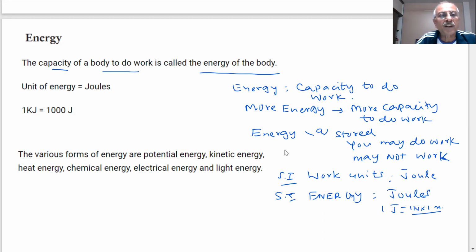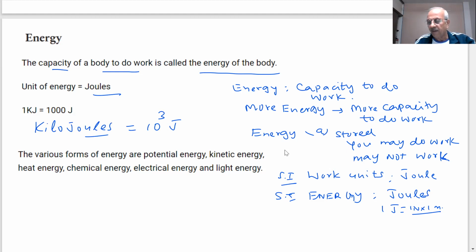So students, if joule is small, then many times we use kilojoules. What is kilojoule, student? 10 power 3 of joule. In science and chemistry, they will use kilojoules per mole a lot in large numbers of chemical calculations. Joule is small, so kilo, 10 power 3. The various forms of energy.